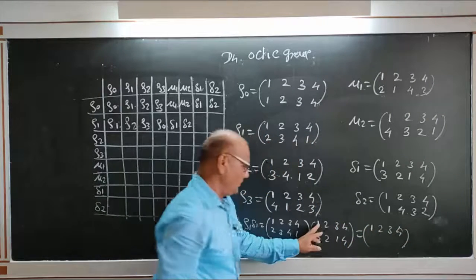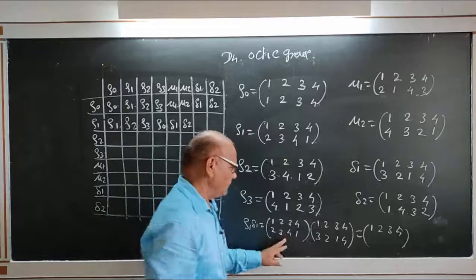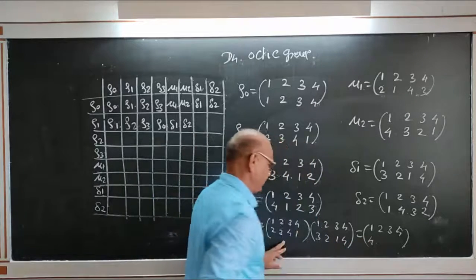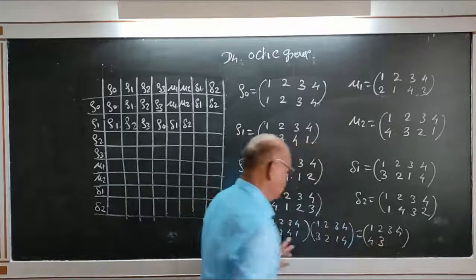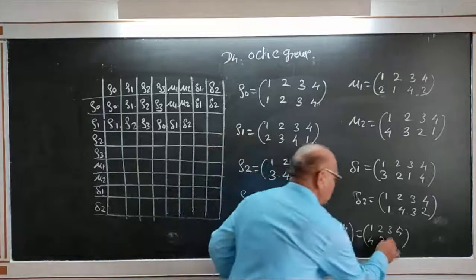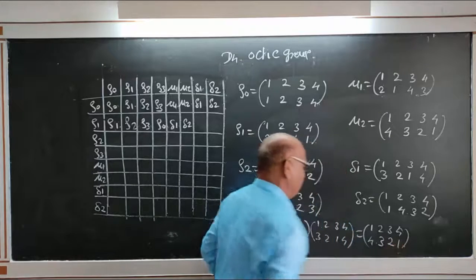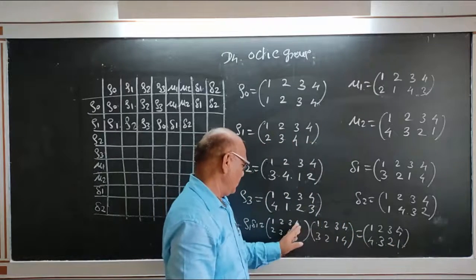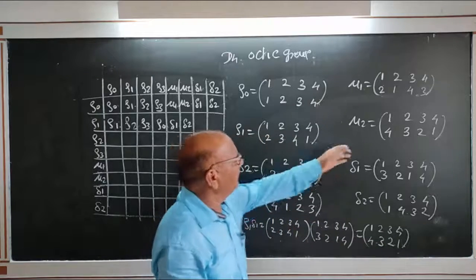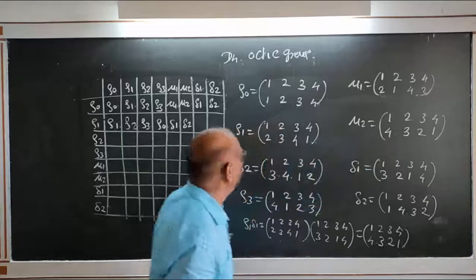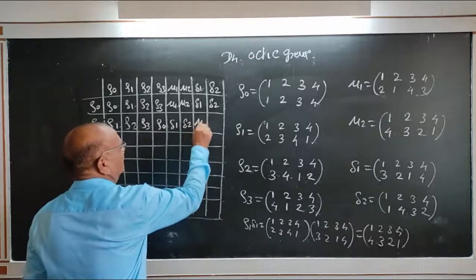Now see here. Here 1 goes to 3. Here 3 goes to 4. 2 goes to 2. Here 2 goes to 3. 3 goes to 1. 1 goes to 2. And here 4 goes to 4. Here 4 goes to 1. 4, 3, 2, 1. This is mu 2.